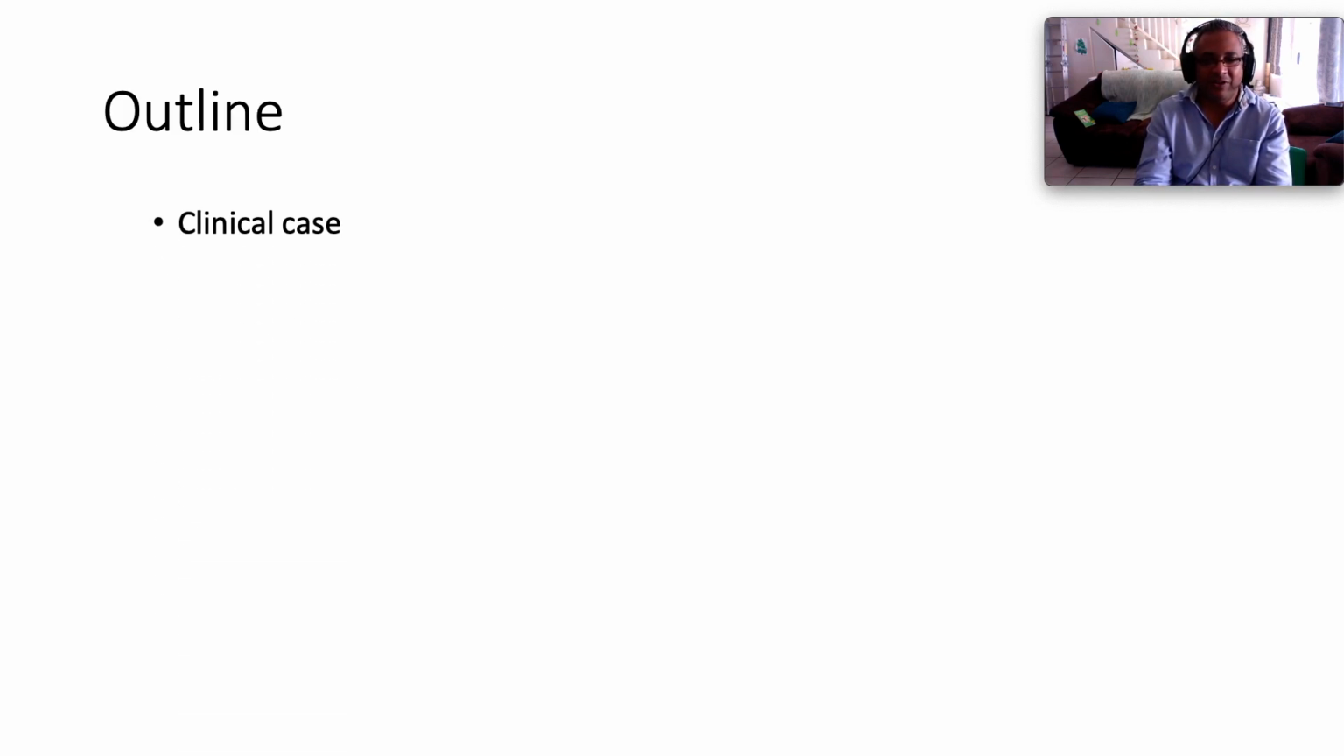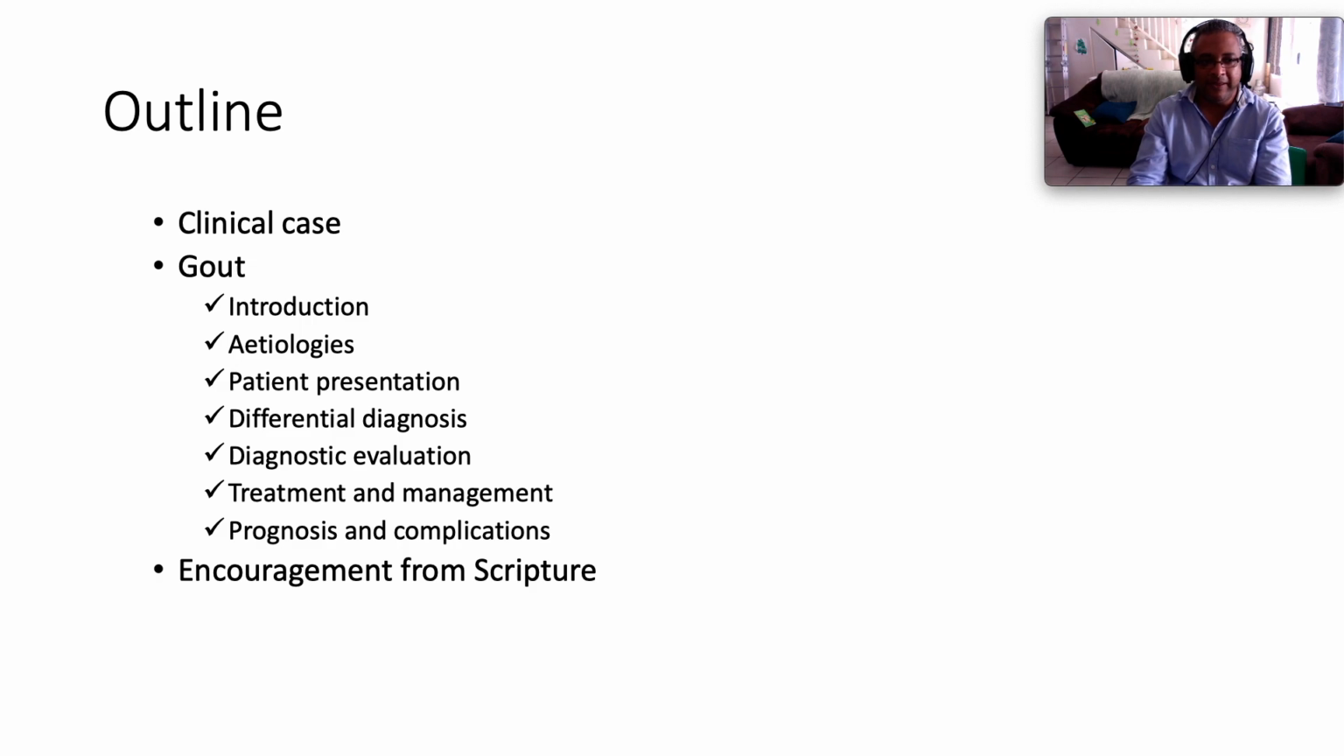This is the outline of our talk. We're going to be covering a clinical case for some context. We're going to be looking at gout in terms of introduction, etiology, patient presentation, signs and symptoms, differential diagnosis, diagnostic evaluation in terms of investigative workup, treatment and management, prognosis and complications, and we're going to end up talking about the Bible.